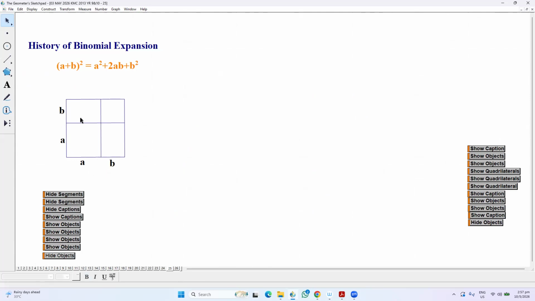Then they calculate the area. So they find the area is here A square, and then here AB, and then here AB, and then here B square. So then they know, oh, A square plus 2AB plus B square. They don't know binomial expansion. In history, geometry started first.